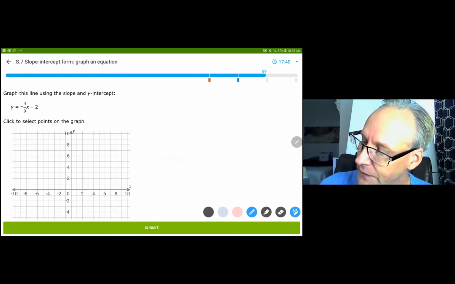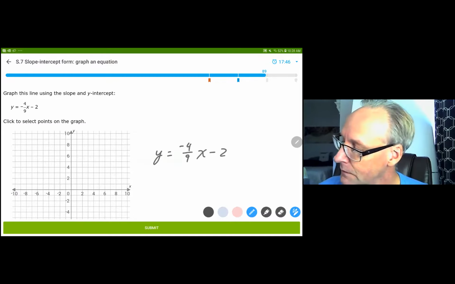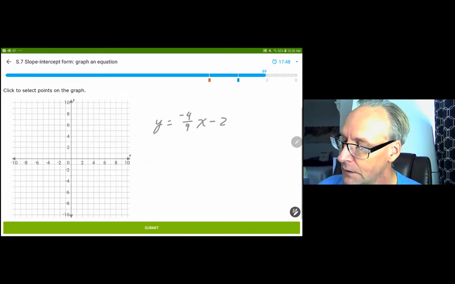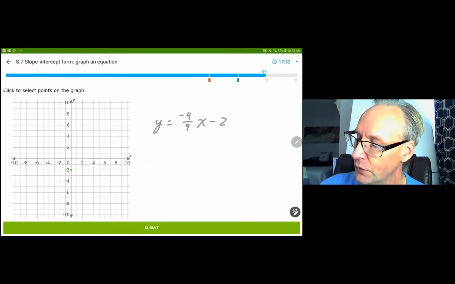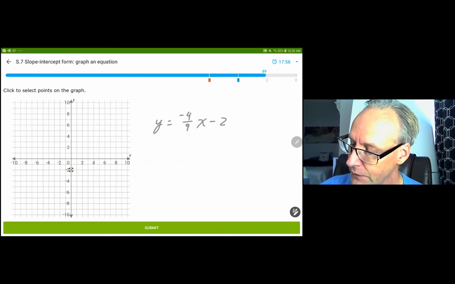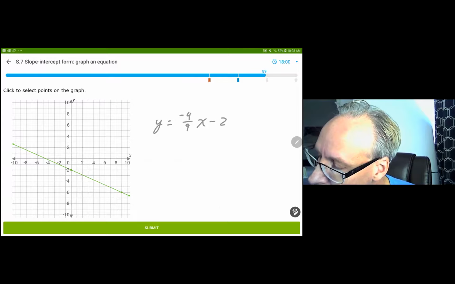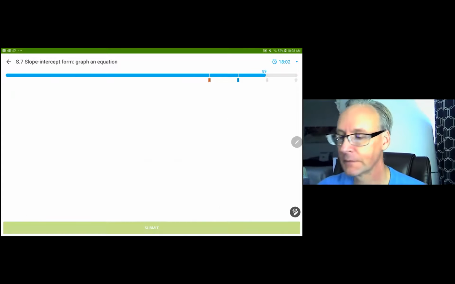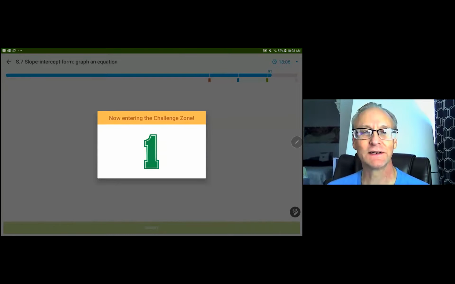On this one, we've got y equals negative 4 over 9x minus 2. We're going to go through 0, negative 2, and it's going to go down 4 and over 9 to get to the next point. So down 4 and over 9 puts us right about there. Yep, there it is. Looks like we're getting there.